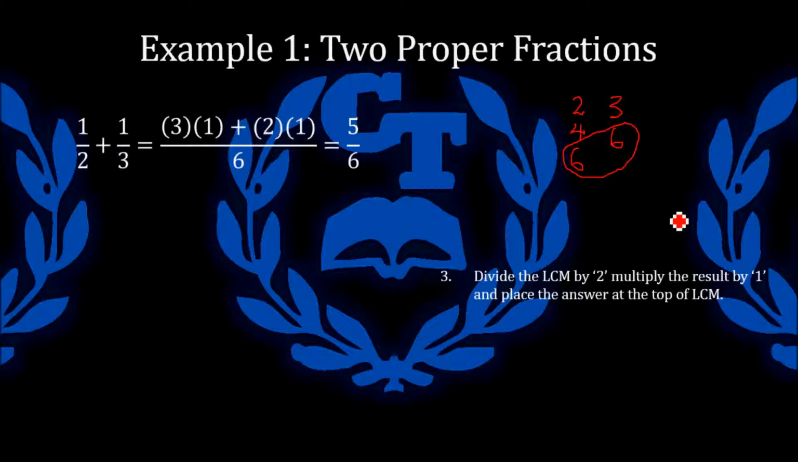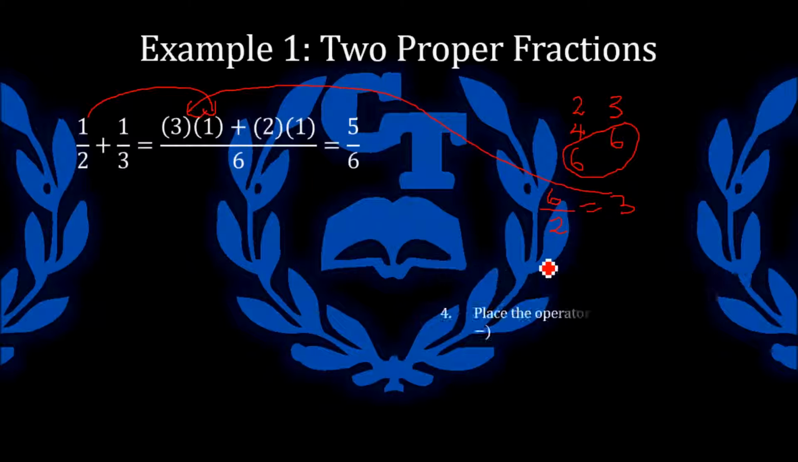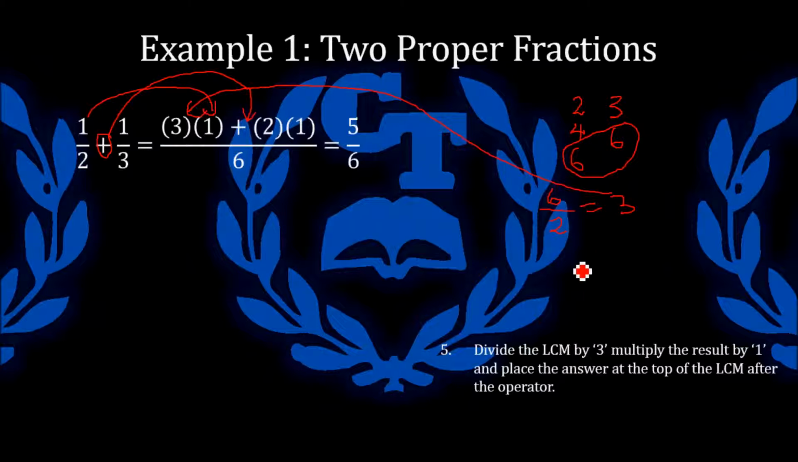Next, what I do is I divide that LCM by 2, so 6 divided by 2 will be equal to 3, and I take that 3 and I multiply it by the numerator of the 2. Next, I place the operator in between. In this case, I have an addition operator, so I place that addition operator into the question. And now the fifth step is that I take the LCM, which is 6, and I now divide it by 3. This result gives me 2. I take the result of 2 and I place it here, and I multiply it by the numerator of the 3, which is 1.